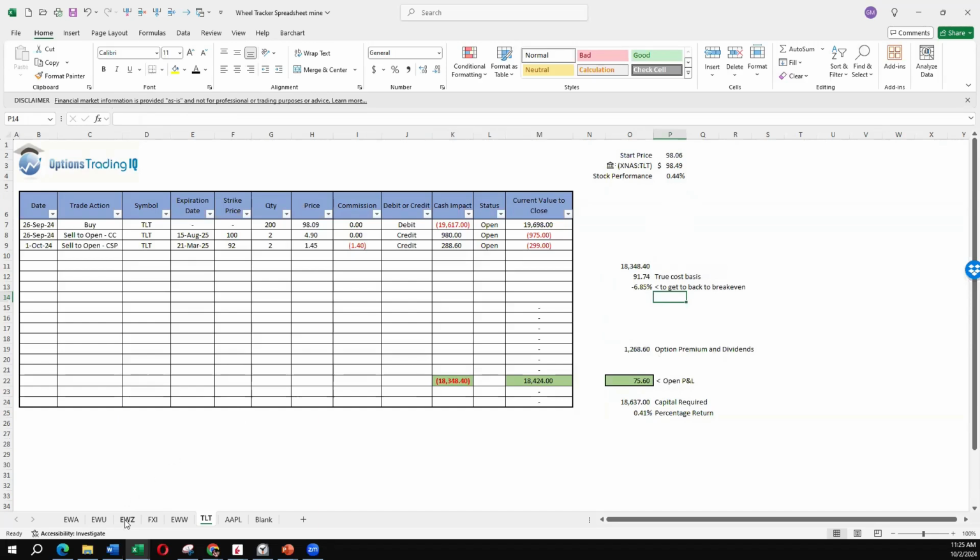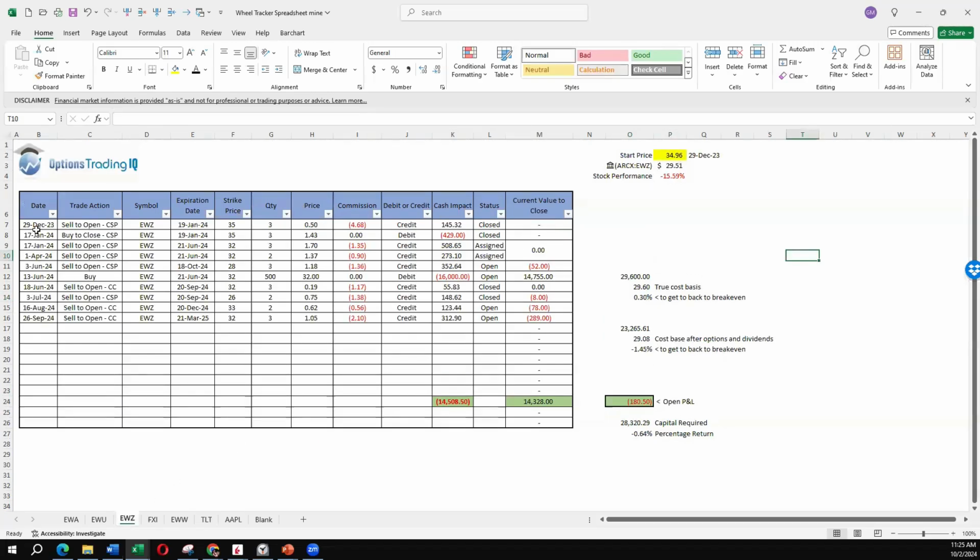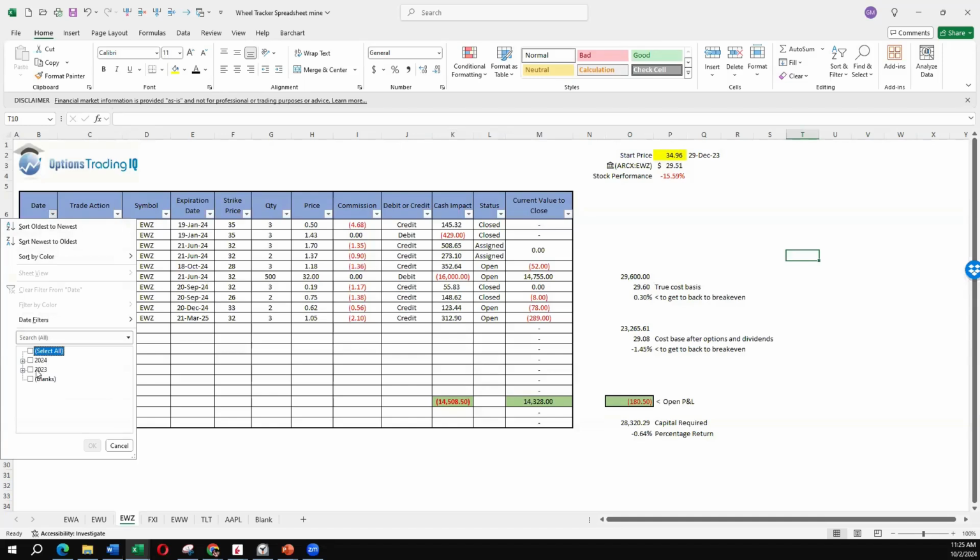All right, let's look at a bit more of a longer term example, and I'll just walk you through step by step.